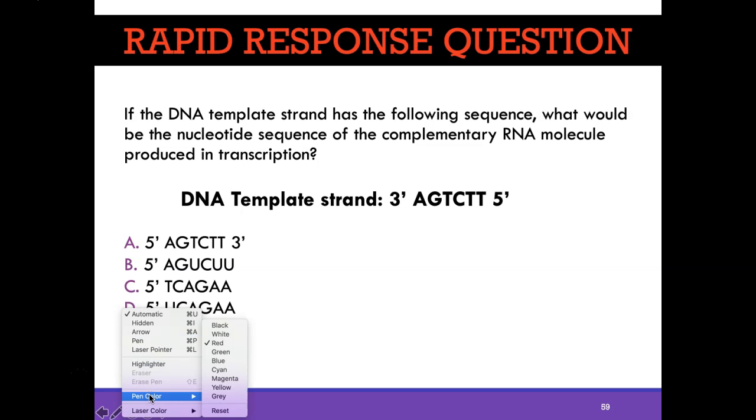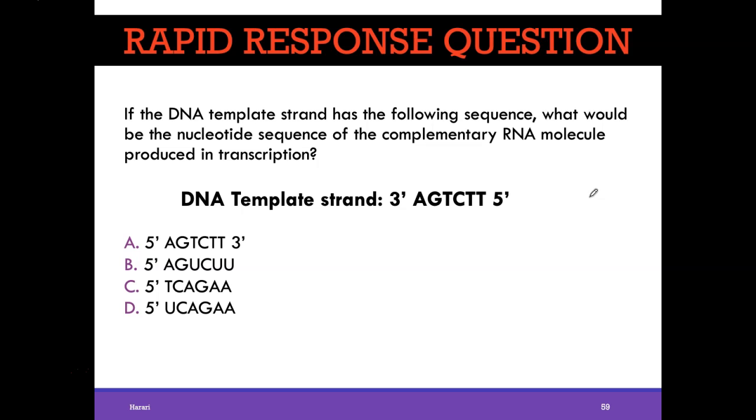If you had RNA polymerase, where would it start? Well, you know it starts at the 3' end. So it always starts at the 3' end. And if it sees an A, what is it going to put? Well, a U. If it sees a G, what is it going to put? C. T, what is it going to put? A. G. A. 3'. That is my answer, which is D.